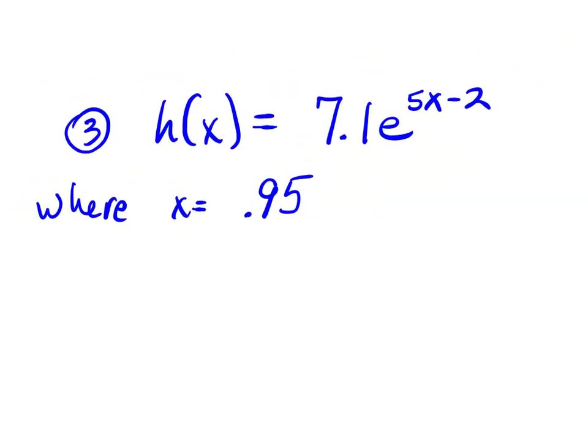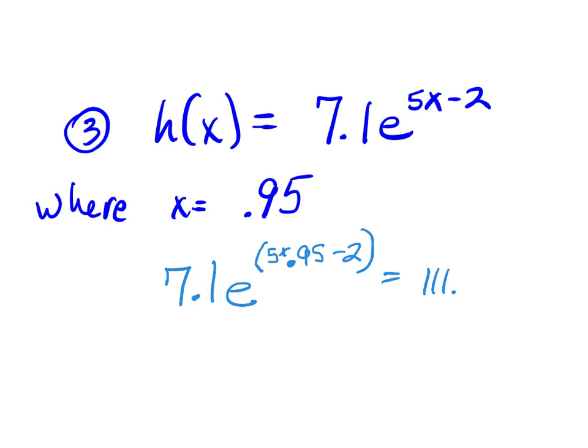Okay, for this one, look. In your calculator, you should hit 7.1, then hit second and the LN button. The E should come up. In your exponent, you should have parentheses. Do 5 times 0.95 minus 2. Close your parenthesis. You need to do the 5 times the 0.95, and then minus 2. That all needs to be in your parentheses. What do you got? Yep. What is it? 111.06, something like that? Yeah.